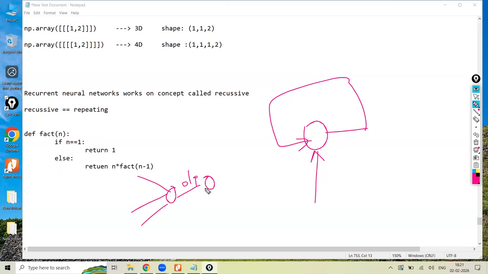Then what is the specialty of RNN? In a normal neural network, the output of one neuron is not only input for this neuron, it is input for this neuron, this neuron, and another neuron also. For multiple neurons, it is going to be the input. Whereas in a recurrent neural network, it will be the input only for one other neuron. Point is clear?